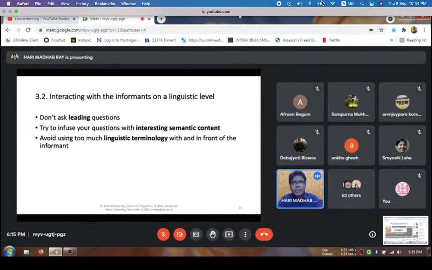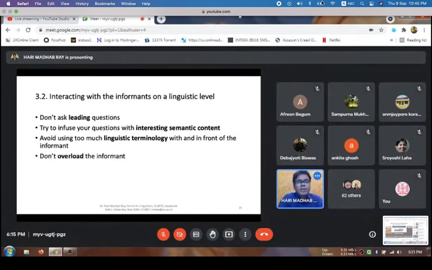And at times, not only in linguistics, every researcher, every discipline has its own terminology. Some researchers keep on using that terminology. In linguistics, let's say we're talking about sounds, whether bilabial, palatal, alveolar, or pharyngeal. The informants will ask, what is this pharyngeal? Can you tell me what this pharyngeal is? So better avoid using too much linguistic terminology in front of the informant.